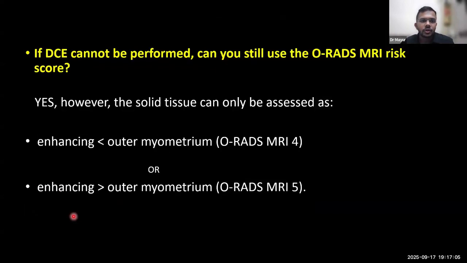If dynamic contrast imaging is not performed, can we still use O-RADS scoring? Yes, we can use it, but we can only comment if the enhancement is less than myometrium, that is O-RADS 4, or enhancement is greater than the myometrium, O-RADS 5. We cannot really differentiate between O-RADS 3 and O-RADS 4 without a dynamic contrast scan.